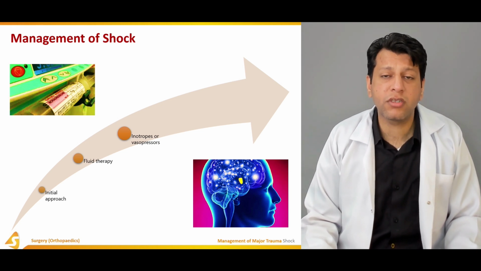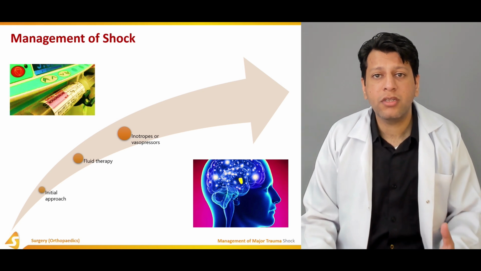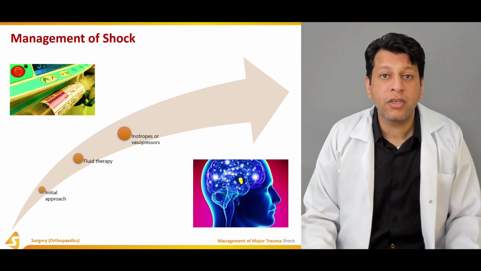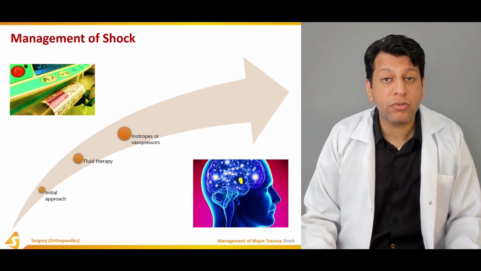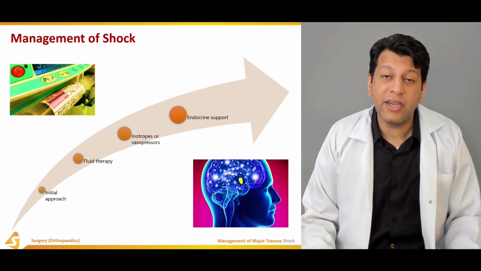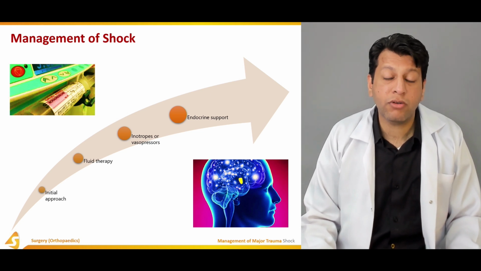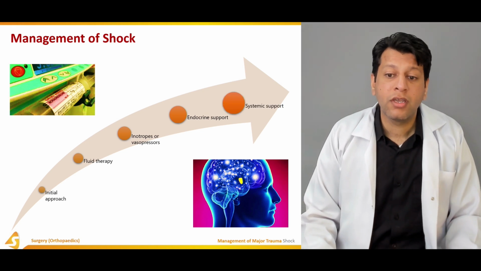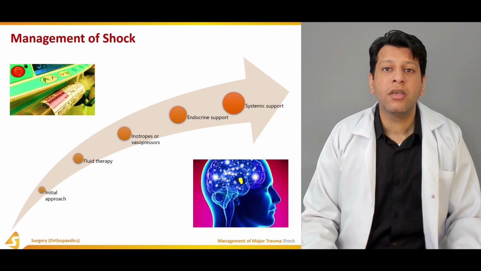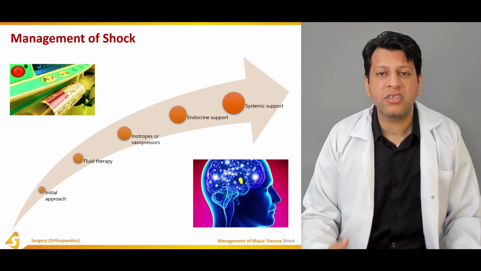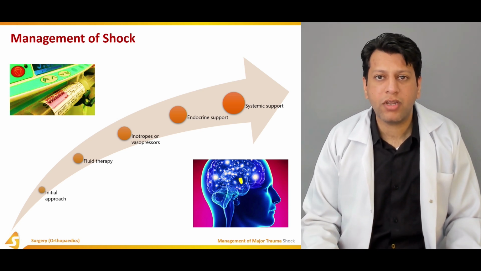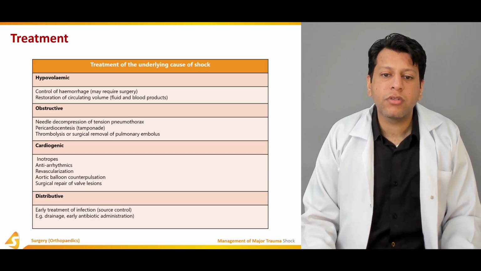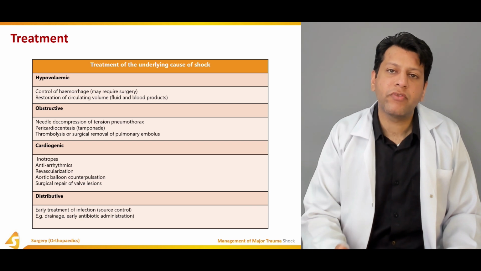Inotropes and vasopressors are kept especially for septic shock, and may be required when the patient is going into severe sepsis and hypotension. Then inotropes and vasopressors have a role as well. Endocrine support in the form of vasopressors and hydrocortisone is utilized, but only in septic shock. Systemic support means monitoring the patient in intensive care, so that whatever happens, we can react quickly. Now, there are different types of shock and different types of treatment.